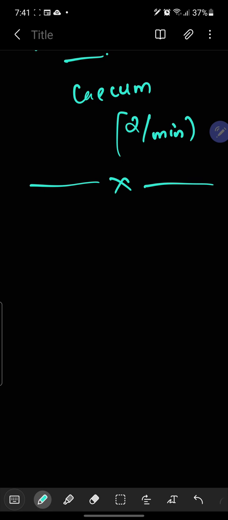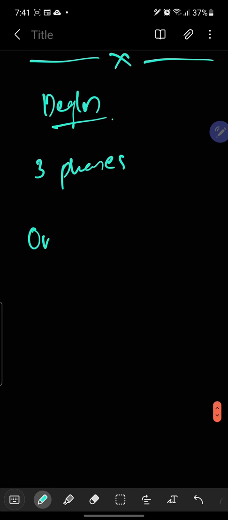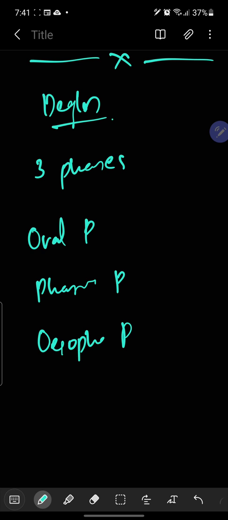Okay. Now speaking about deglutition. Deglutition is the process of swallowing the food in the mouth. There are three phases: oral phase, pharyngeal phase, and esophageal phase. The oral phase is considered voluntary, whereas the pharyngeal and esophageal phases are considered involuntary.